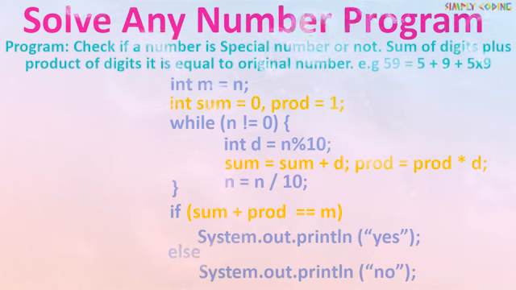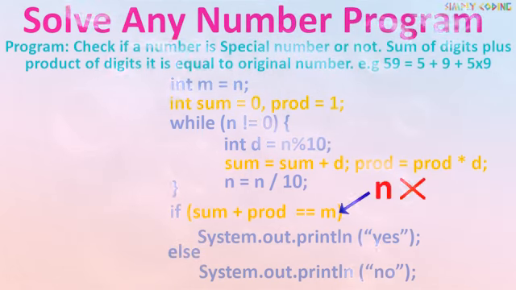Here make sure you never use n for comparison, as you know it is 0 after the loop. So always use m when we compare with original number. This is a program for special number.